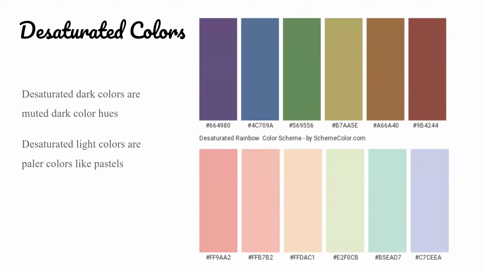Next we have desaturated colors. So we have dark and light colors. The dark desaturated colors are more muted dark hues, versus the light colors, which are paler, so they're more like pastel colors.